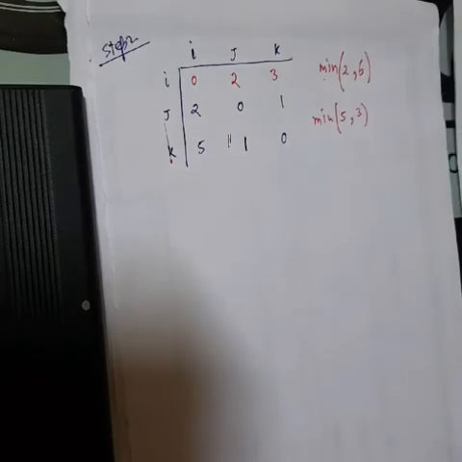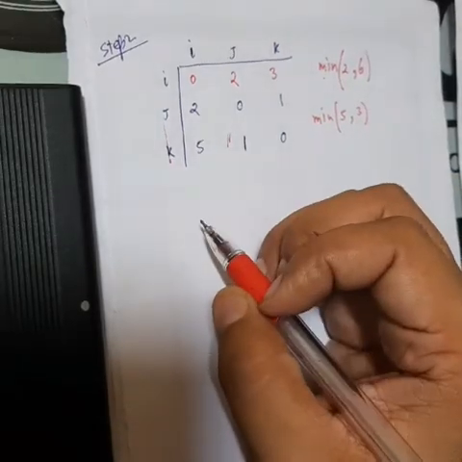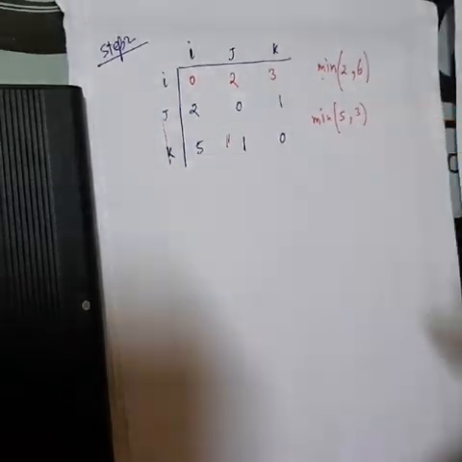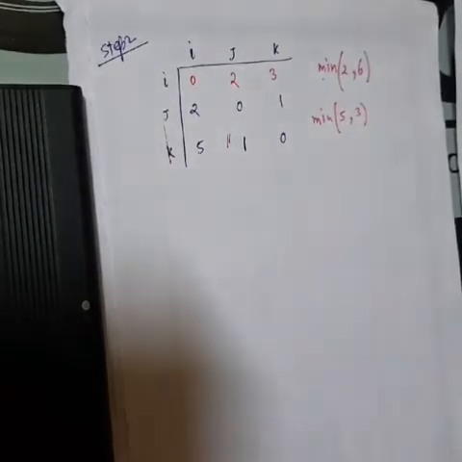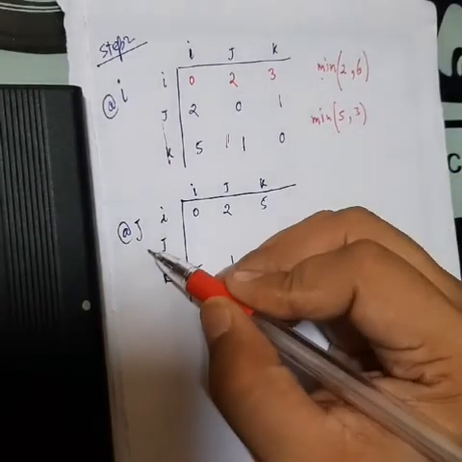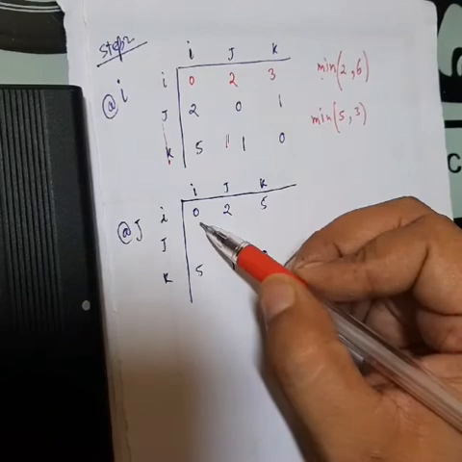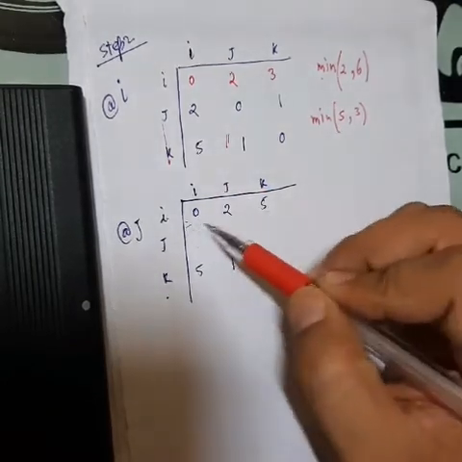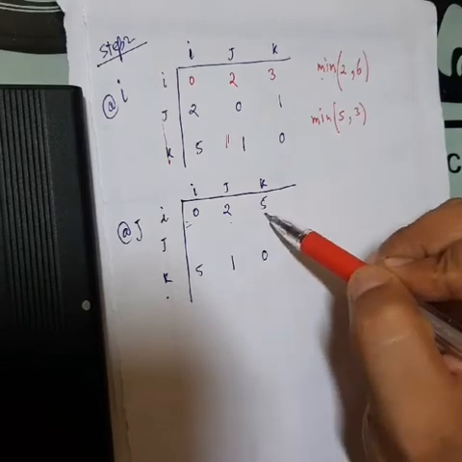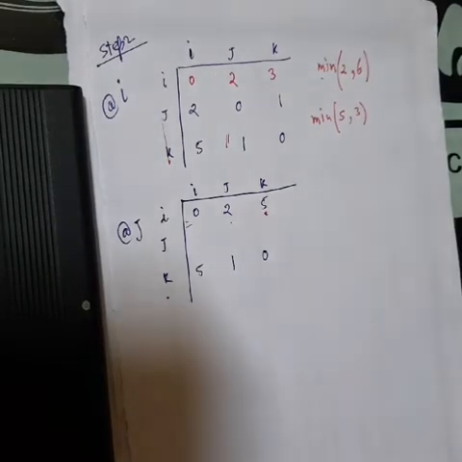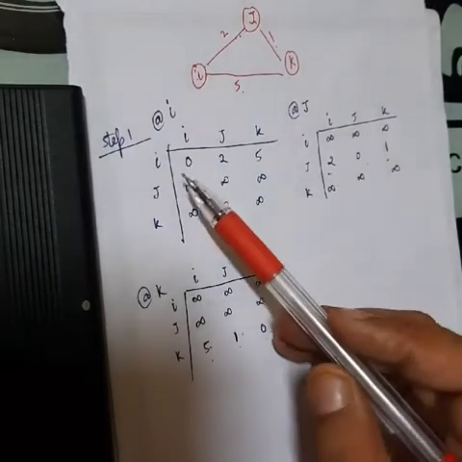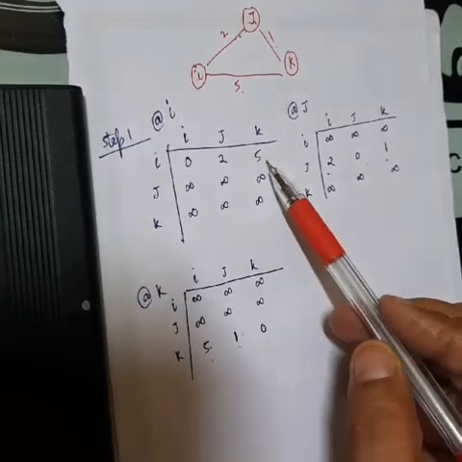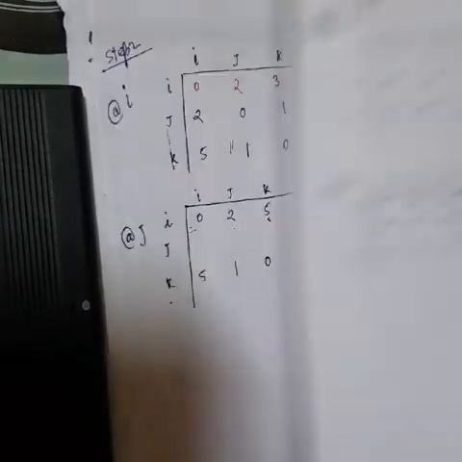In a similar manner, we update all the nodes by this Bellman-Ford equation. At J, we exchange distance vector information from I and K. From I the value is 0, 2, 5, and from K it is 5, 1, 0. So this is it.